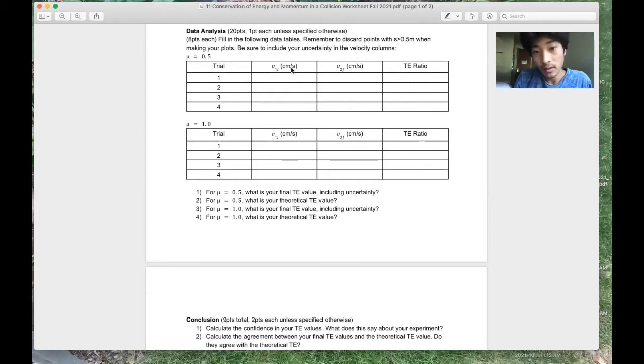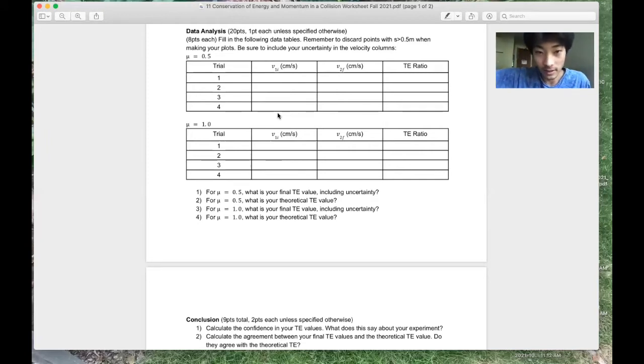So you're going to use these two columns to get this one, but how do you get these two? Okay, so to get V1I, let's start with that. This first column, you're first going to have to convert the data to the S, the distance of the cart from the sensor.